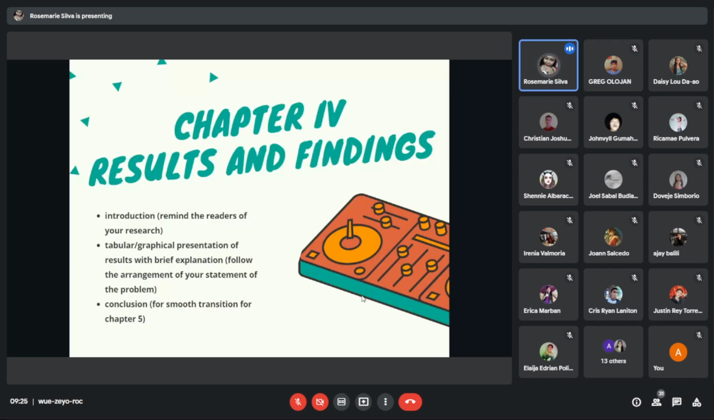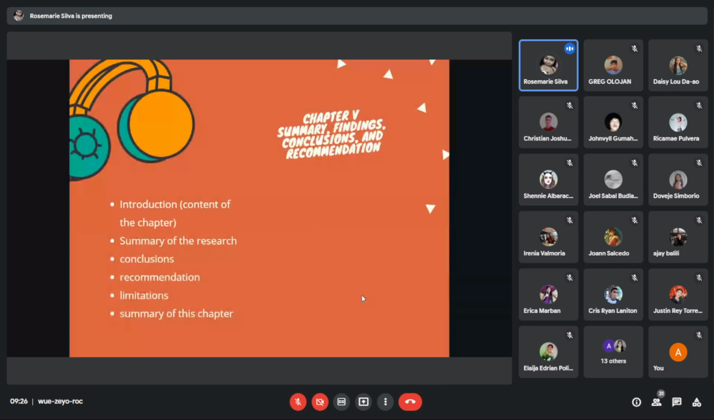Chapter 4, results and findings. Under this, we have the introduction. It reminds the readers of your research. Tabular or graphical presentation of results with brief explanation. Follow the arrangement of your statement of the problem, and then a conclusion for a smooth transition to chapter 5. And then chapter 5, summary, findings, conclusions, and recommendation.